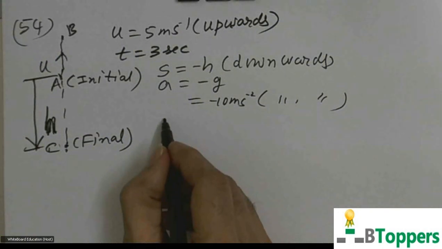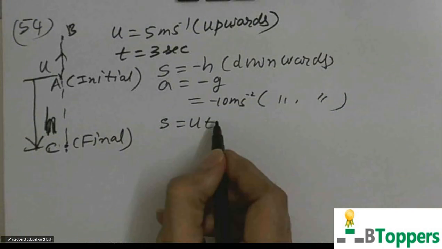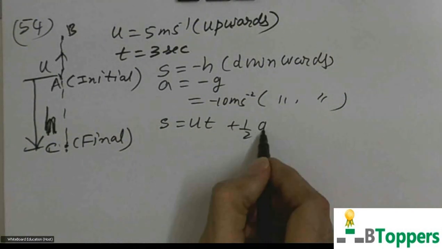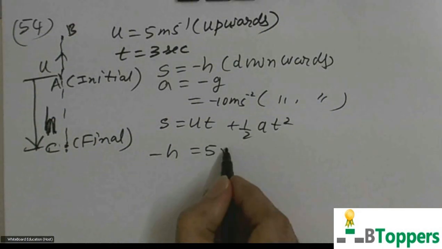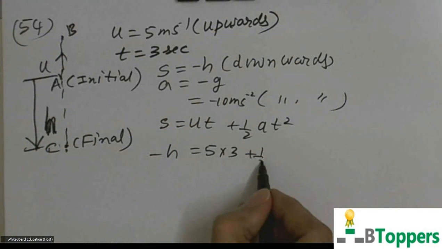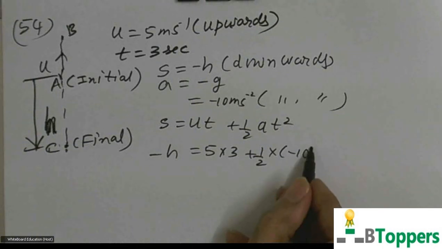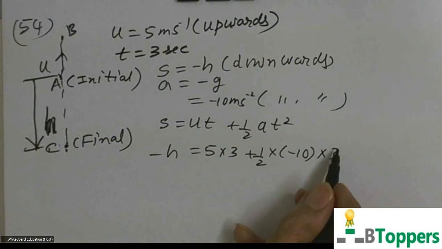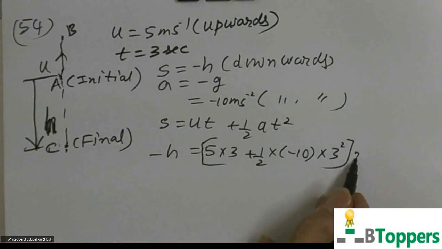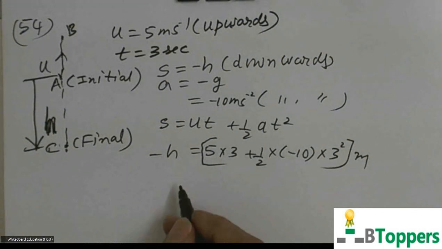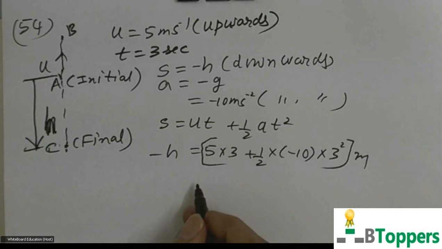So using the equation, you have to find S here. S equals ut plus half at square. We can write S equal to minus h, u equal to 5 meters per second, t equal to 3 seconds, acceleration equal to minus 10 meters per second square. So you can simplify this to get the answer.